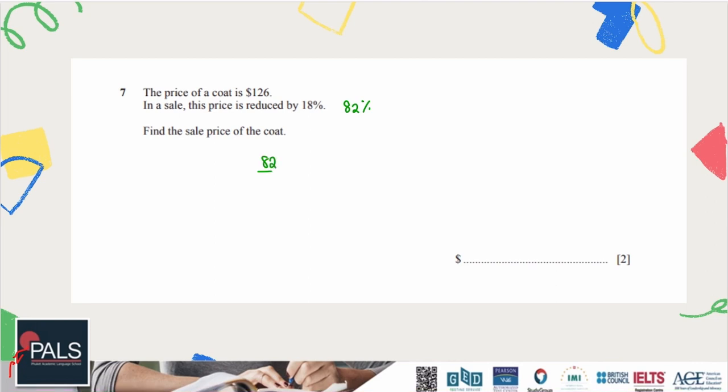So 82 over 100 times 126. 82 over 100 times 126 is 103.32.